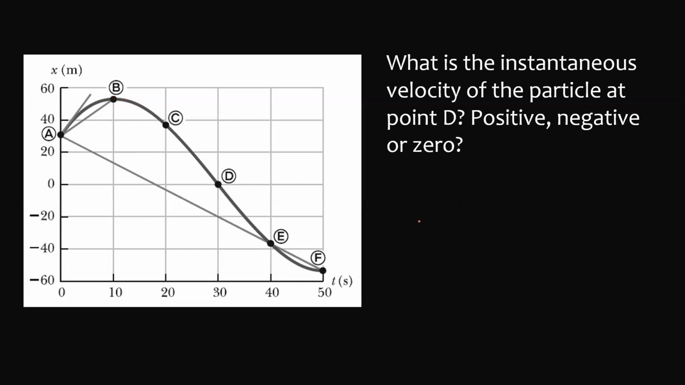What is the instantaneous velocity of the particle at point D? At point D, if you draw a tangent line, you will see that the slope is negative. So the answer here is negative.